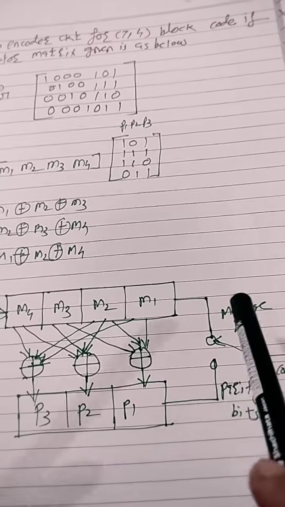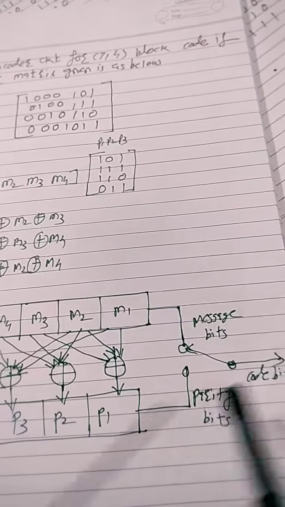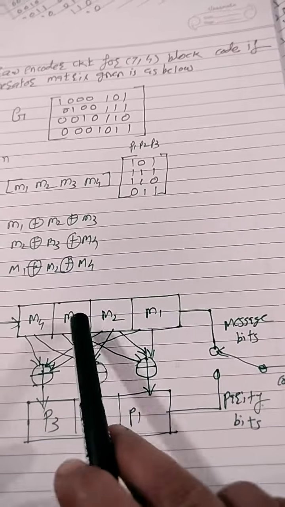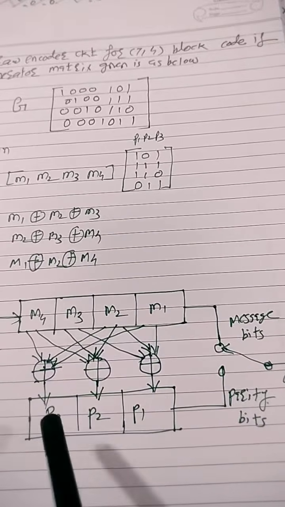This is the output switch. First the message bits will be at the output, that is M1, M2, M3, M4. Then the parity bits P1, P2, P3.